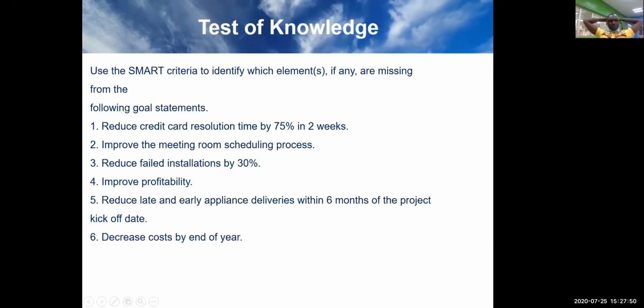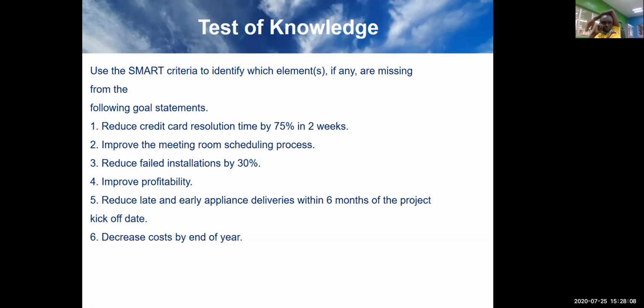Okay, yeah. So someone said it's not realistic, and relevant. Martin Sokon says it's not realistic. Is someone else saying something? Relevant? Okay, yeah. So someone else supports that it is not measurable. Okay, great. Number two, improve the meeting room scheduling process.